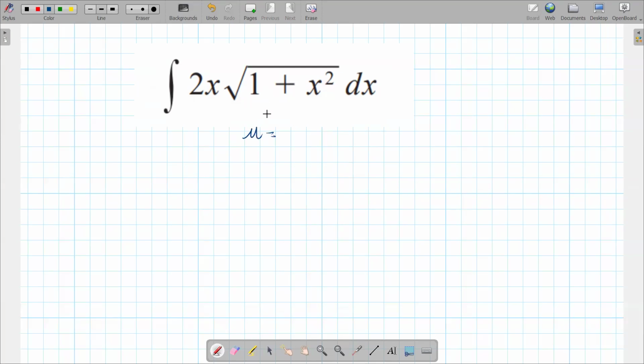Now the question is, what is u? Is it x or is it 1 plus x squared? u is always going to be the function that you differentiate. So 1 plus x squared. Yeah, the function that you differentiate to get the other. So here, making 2x or x as u wouldn't make sense. So you have to make u 1 plus x squared.